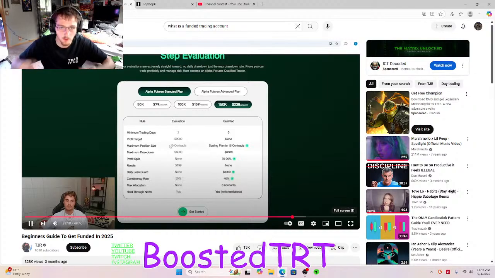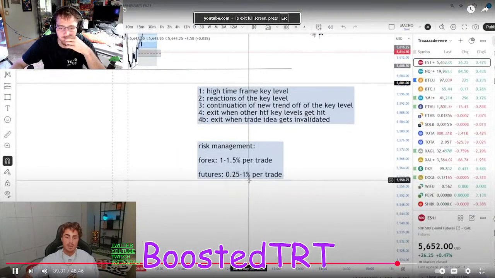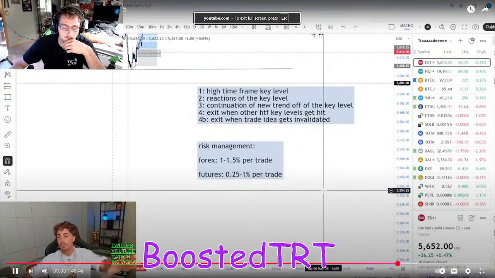We're going to be running a maximum position size of 15 contracts, and our maximum drawdown is going to be $6,000, which is like 4%. So our max drawdown starting up the funded account is 4% on this. So if we think about it like that, there's a couple of thought processes that you guys can go about.